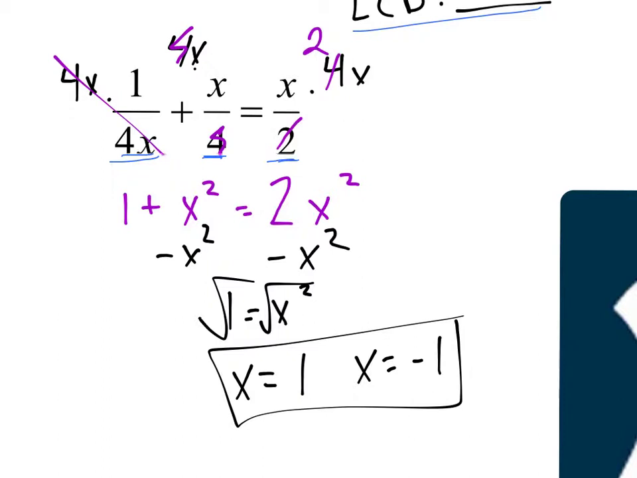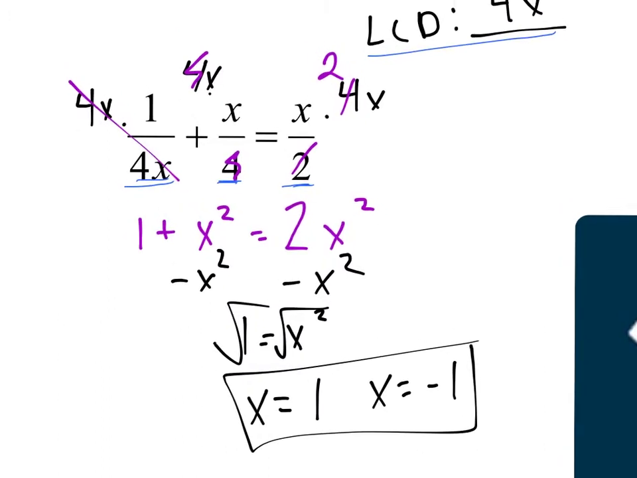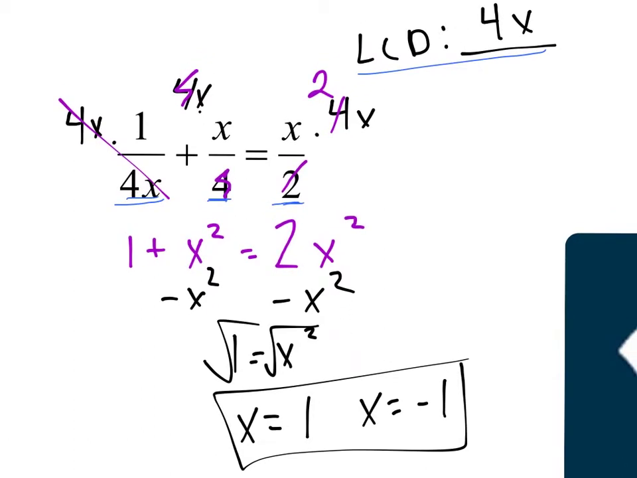Okay? But instead of trying to get my common denominator, I'm just going to multiply everything by my least common denominator. So multiplying by 4x, multiplying by 4x, multiplying by 4x. Okay, here, that cancels. Here, the 4's cancel. Here, the 4 reduces down to a 2, because 4 over 2 is 4 divided by 2, which is 2.